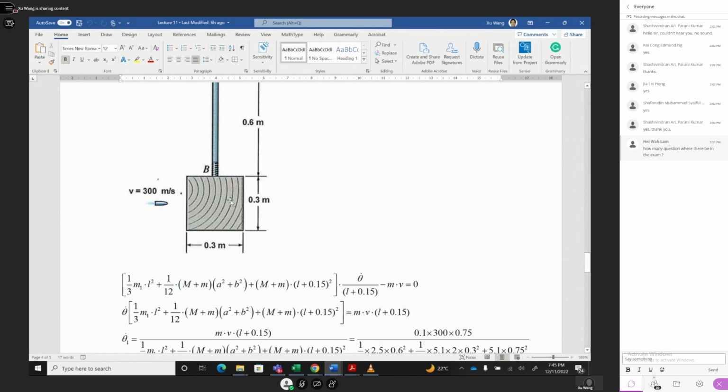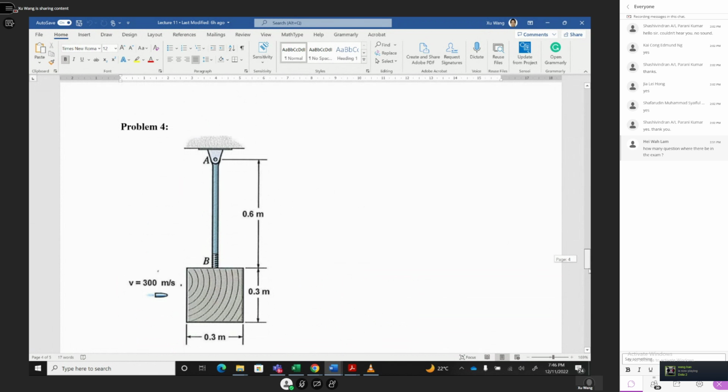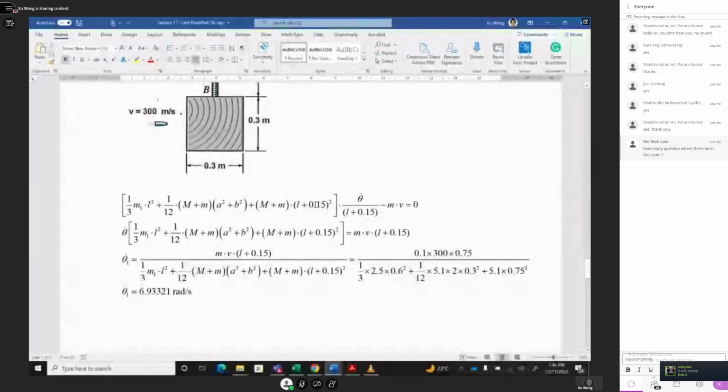Okay, this is the block's rotational inertia, plus the block mass plus the bullet mass times r square, where r is the distance from the pivot point. The distance will be 0.6 plus 0.15, which is L plus, 0.75 square. This is the rotational inertia of the timber block.